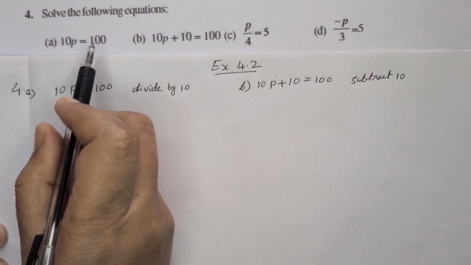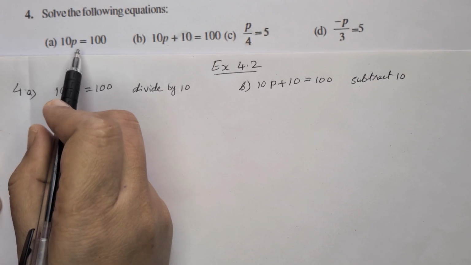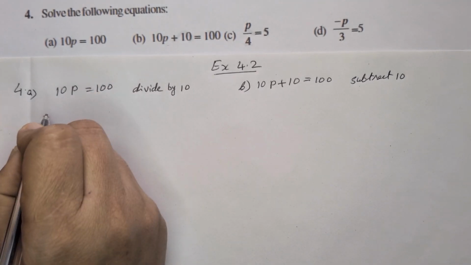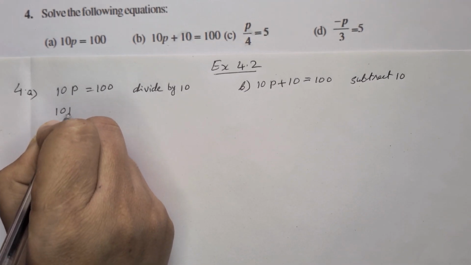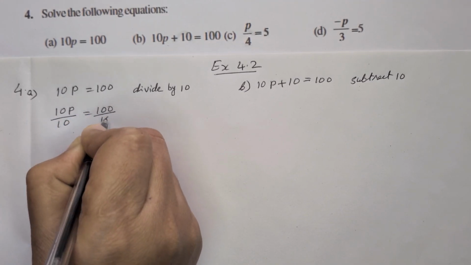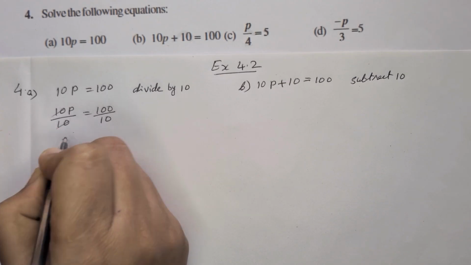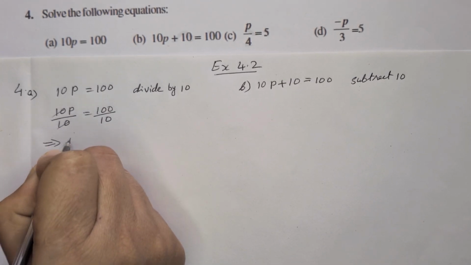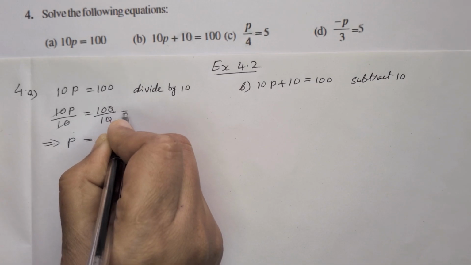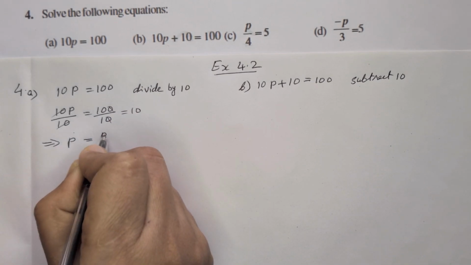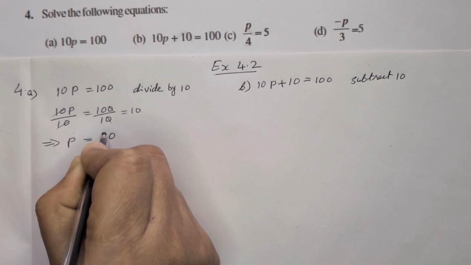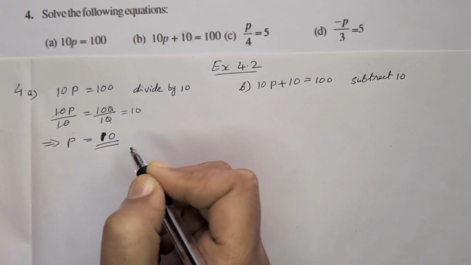Question number 4. Solve the following equations. First one, 10p is equal to 100. So divide by 10. It will become 10p by 10 is equal to 100 by 10. 10 can divide, which implies p is equal to, when we are dividing by 10, this will become 10. That means p is equal to 10. P is equal to 10.